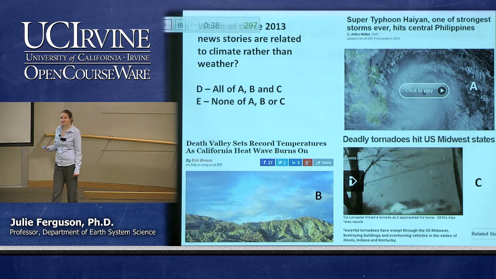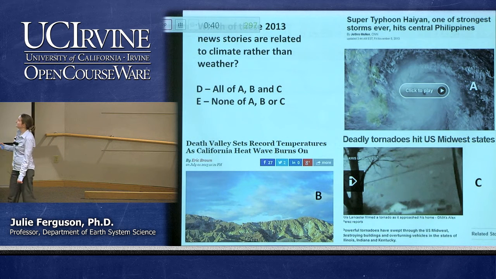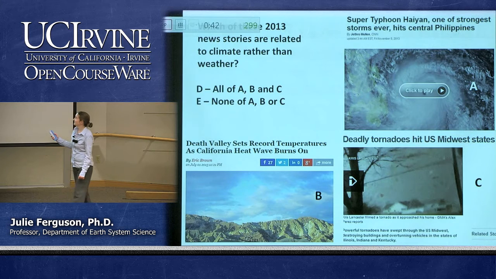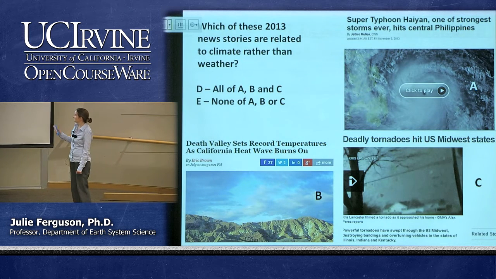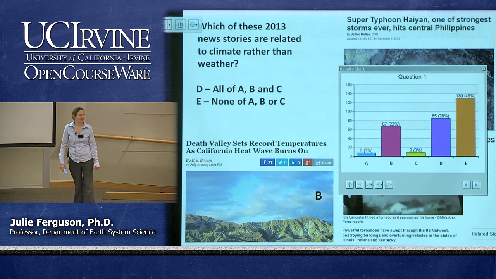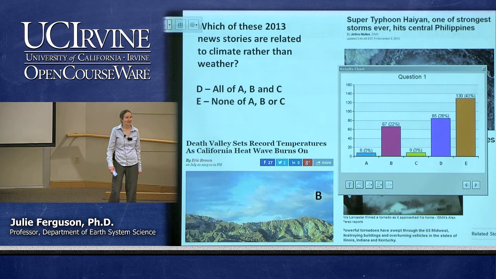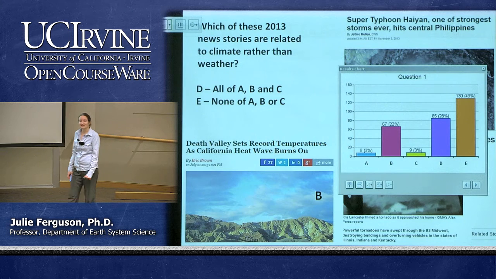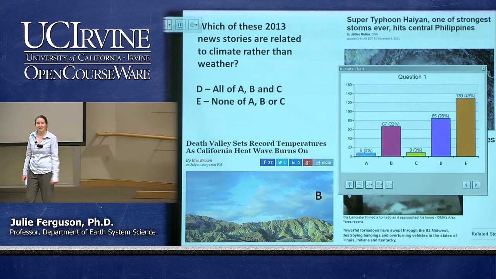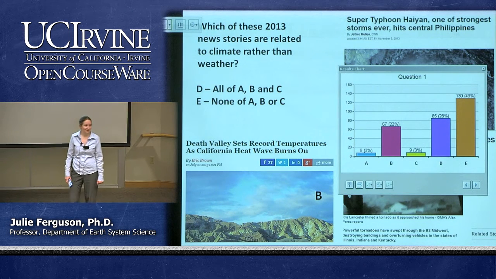Okay, has everyone had a chance to vote? Who'd like to vote? Right, let's take a look. See if you fell for my question. Oh, the majority didn't. Well done, the majority. Okay, so 43% would be actually correct. None of those stories are related to climate rather than weather.